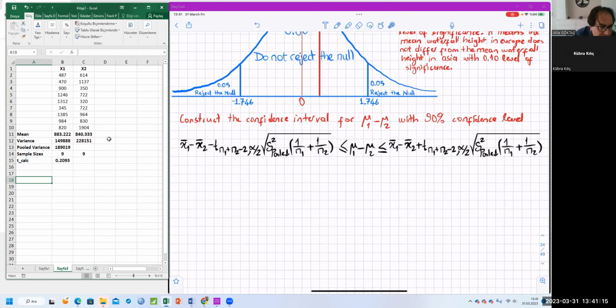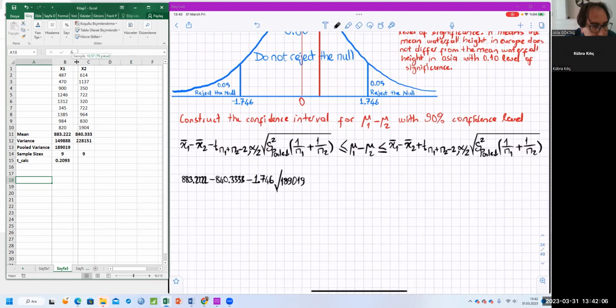Okay, the lower bound: x1 bar is 883.22, and minus x2 bar, 840.33, minus the critical value 1.746 times the square root of the pooled variance, which is 189,019.1.